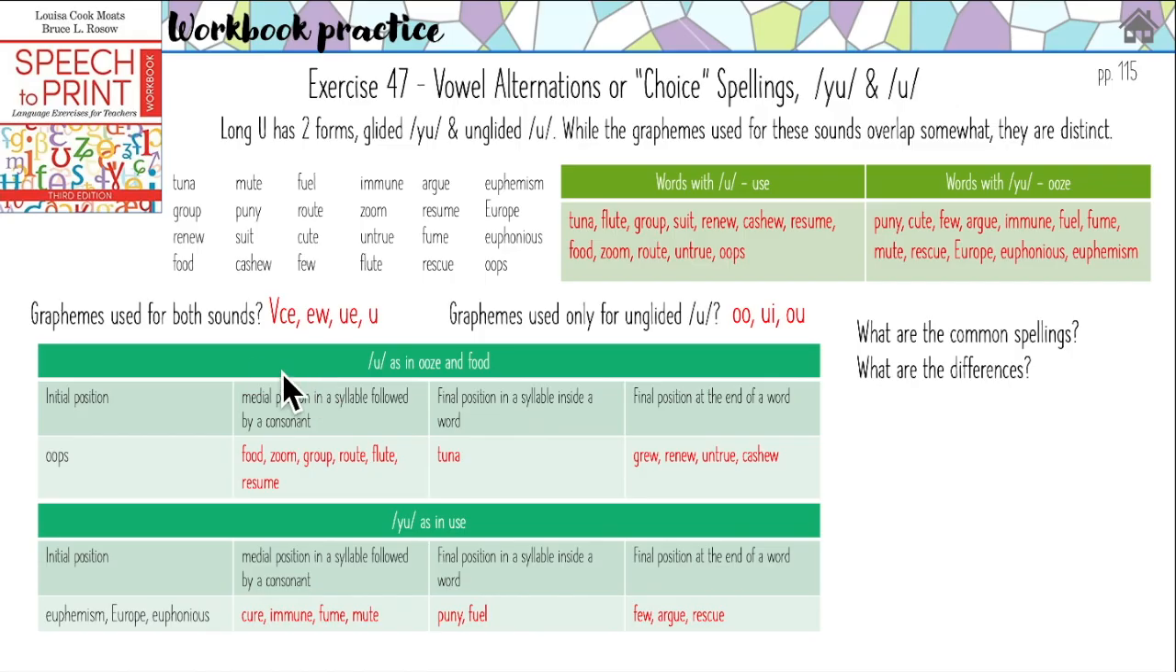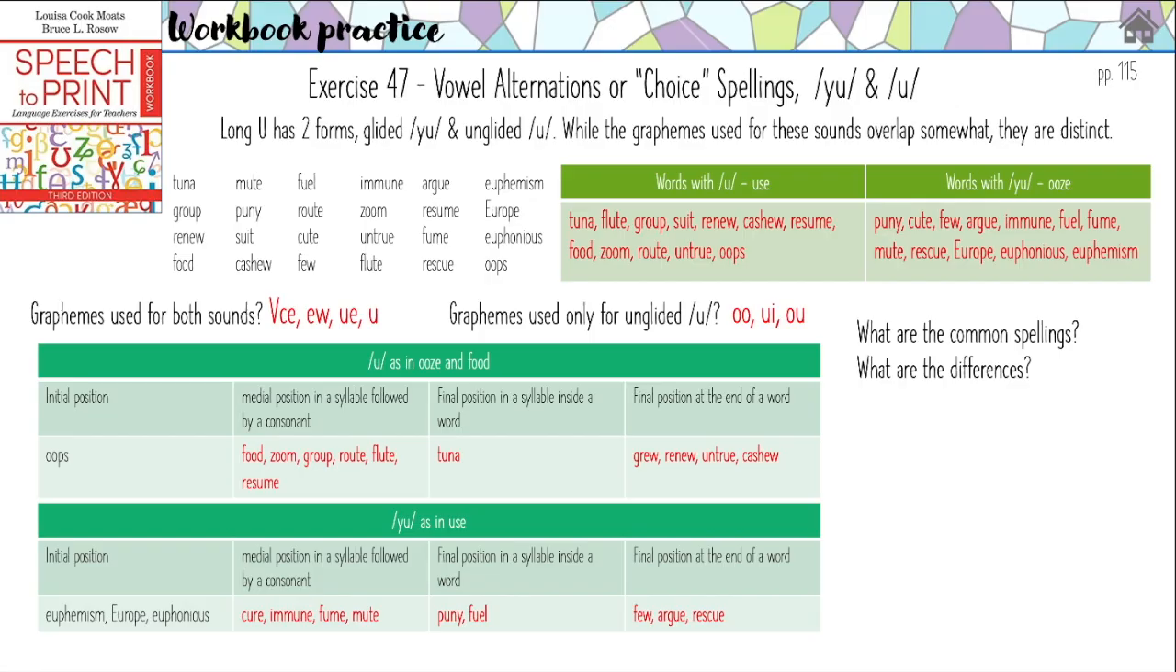Well, you will often use these for both sounds, and these are only for unglided. So that can help distinguish a little bit. Vowel consonant E, EW, UE, and U are going to be used for both sounds. OO, UI, and OU are for just unglided, for just the oo. And there are some helpful hints here that don't hold true all the time, but are nice, helpful things that you find in the slideshow. T's don't like to have the glided.